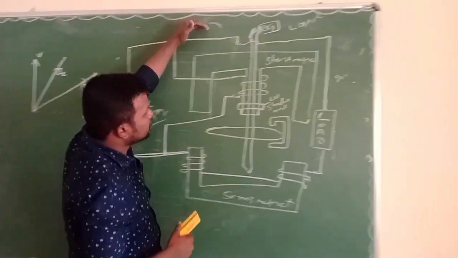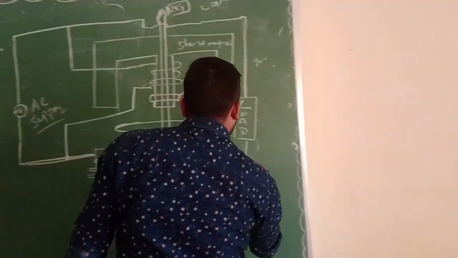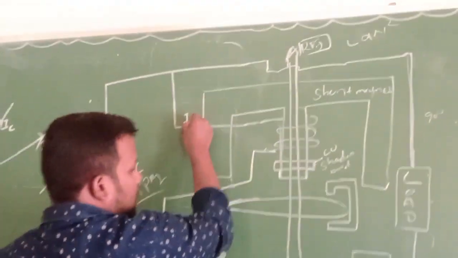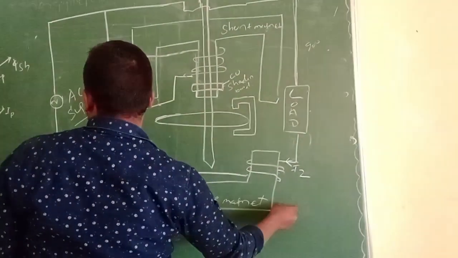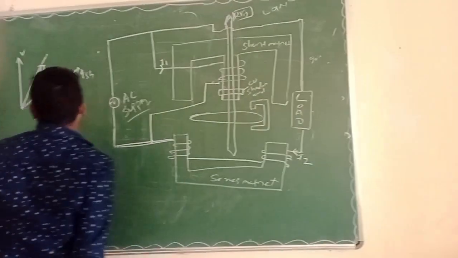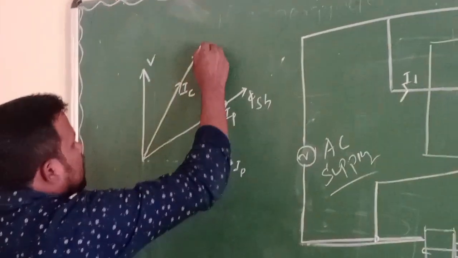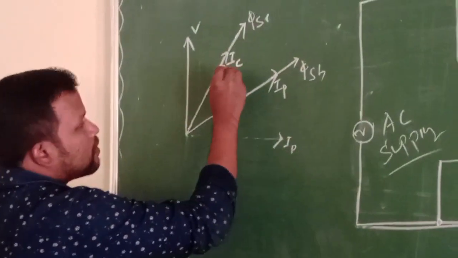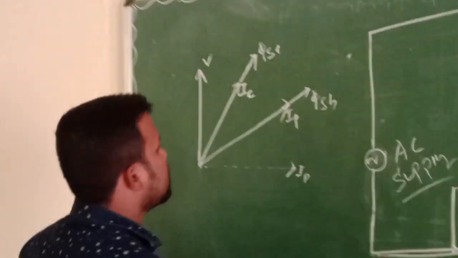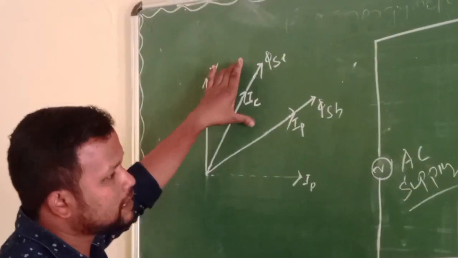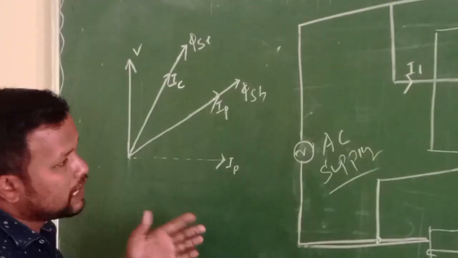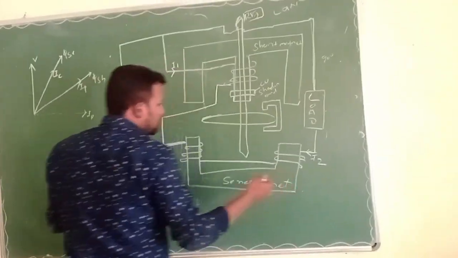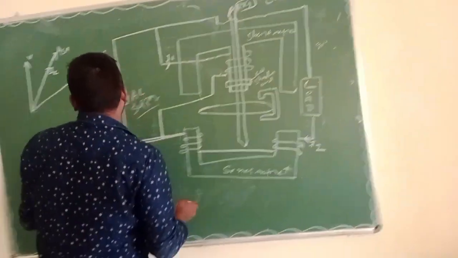The current through this load, or through this, is known as I2, or I1. The current through this series magnet is called I2, and its flux phi C and I2, or IC, the current in the current coil, should be in the same phase. Why? Because if we give supply to the series magnet, it gives out flux. So current and flux are in the same phase.